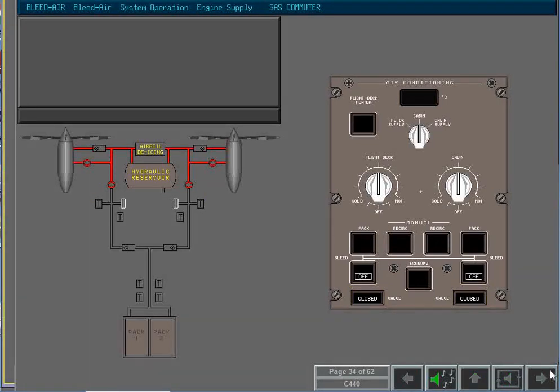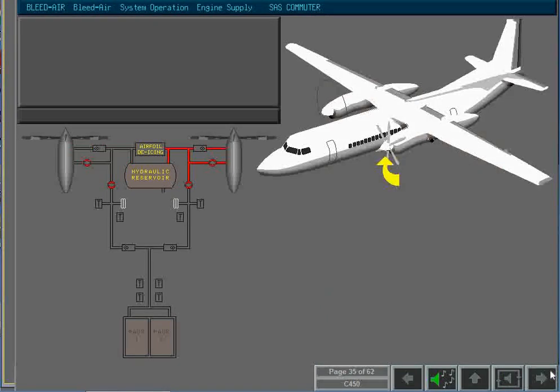When the bleed push button is switched off, the pressure regulating shutoff valves close and bleed air is no longer available to supply the air conditioning system, but still available for de-icing and hydraulic tank pressurization. If a propeller auto-feathers below 10,000 feet, the bleed air supply to the air conditioning system ceases to conserve engine power.